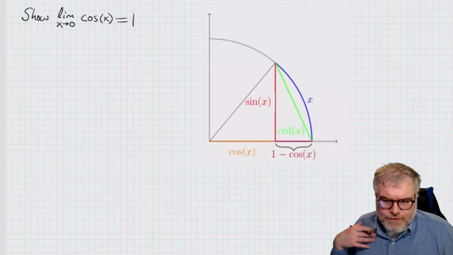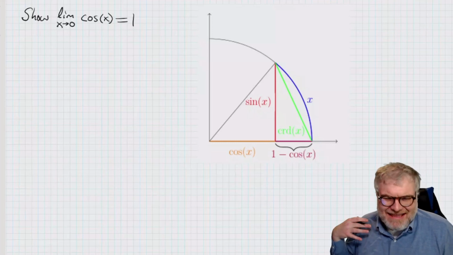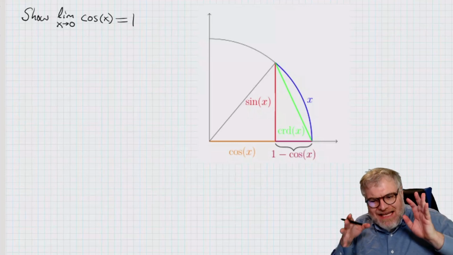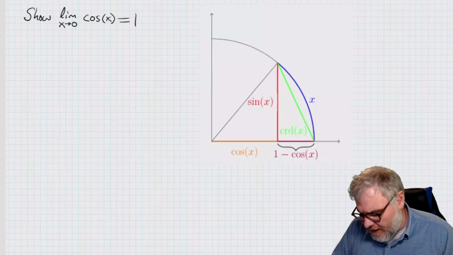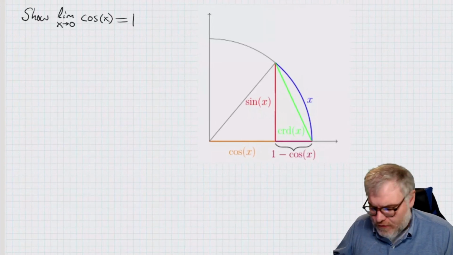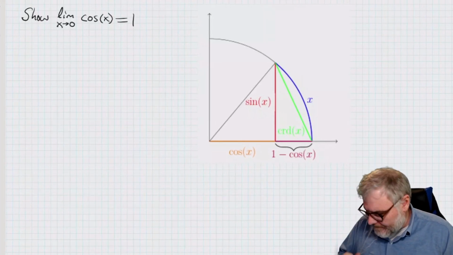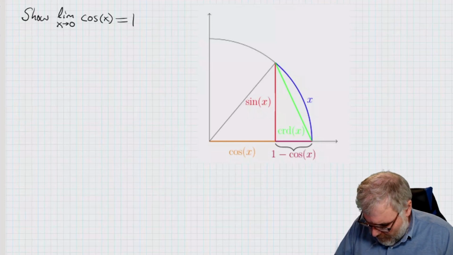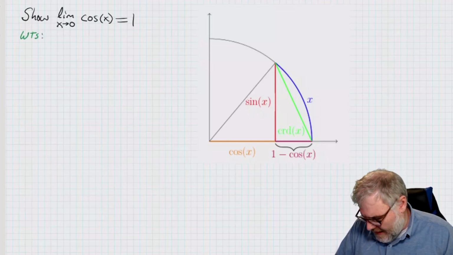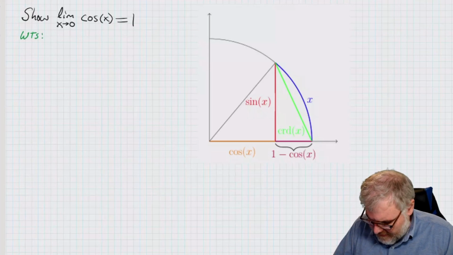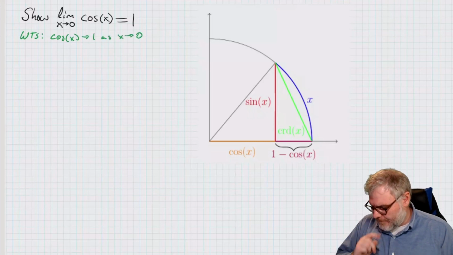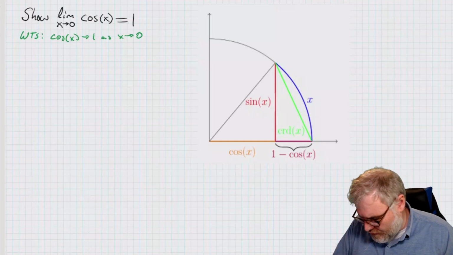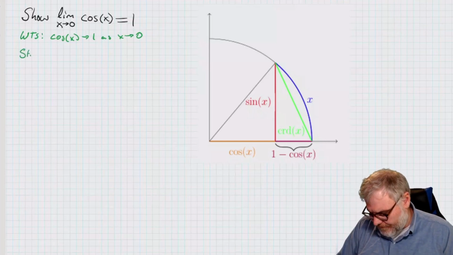This next one we're going to do is one of these trig ones that you use two cops for. And the key to the trig proof ones is that you need a diagram. Okay, so let's look at this diagram. We want to show that the limit as x goes to 0 of cosine of x equals 1. So let's write a little introduction. What we're going to say is, what do we want to show? We want to show that cosine of x goes to 1 as x goes to 0. Okay, and how we're going to do it, our strategy is going to be strategy.